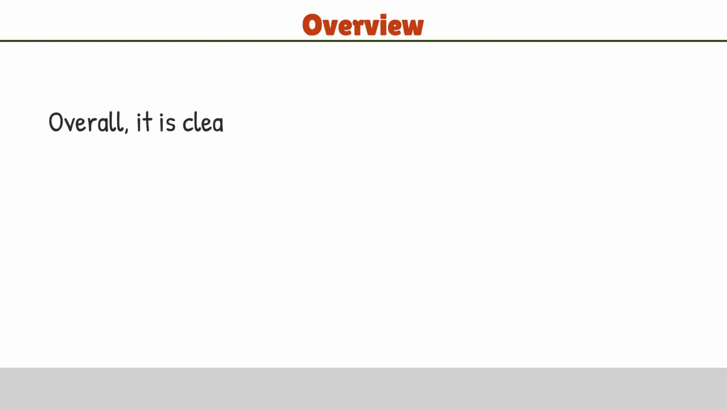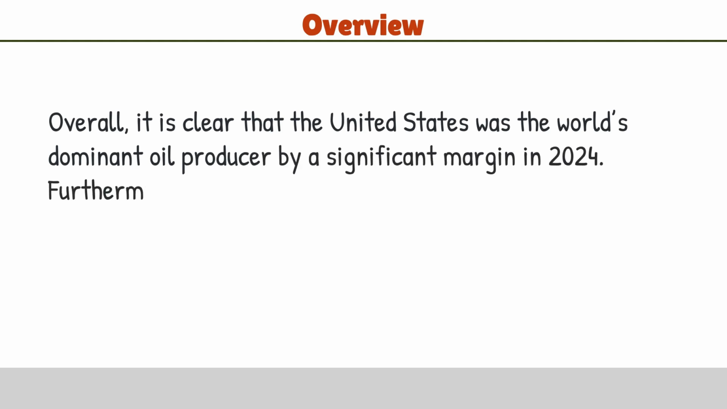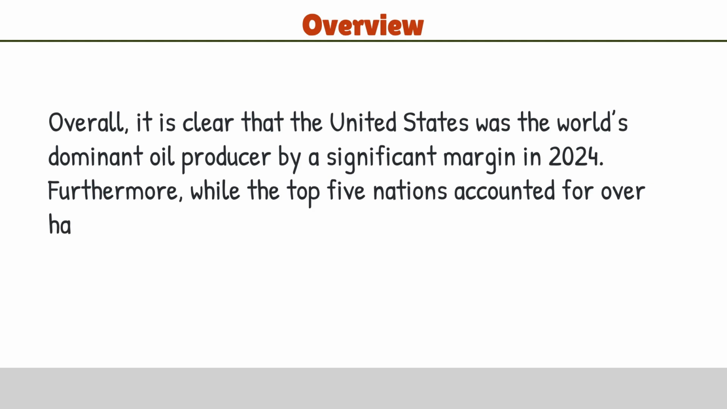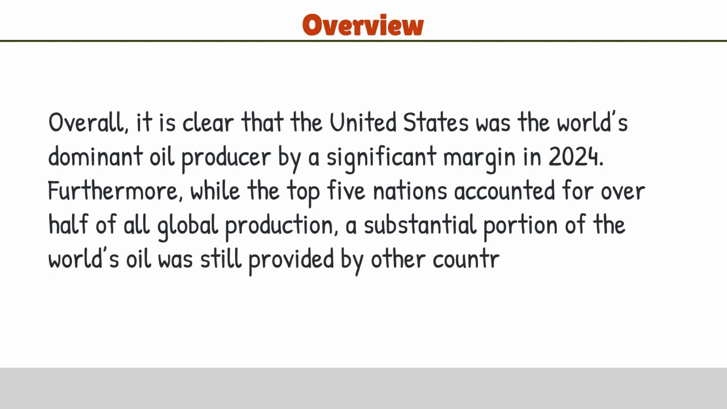Overall, it is clear that the United States was the world's dominant oil producer by a significant margin in 2024. Furthermore, while the top 5 nations accounted for over half of all global production, a substantial portion of the world's oil was still provided by other countries.